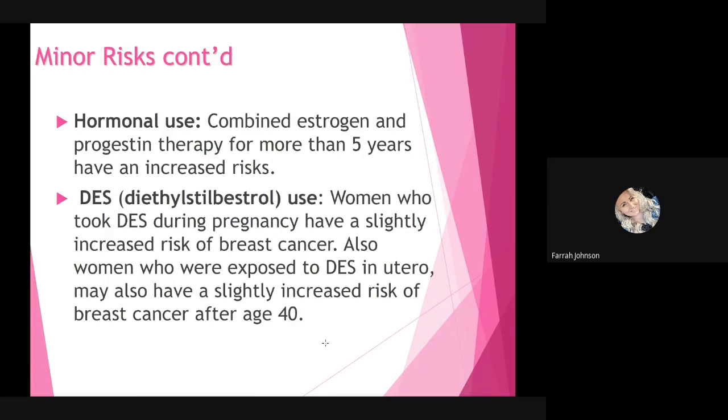Hormonal use, so combined estrogen and progestin therapy for more than 5 years has increased risks. And then DES use, which is women who took DES during pregnancy have a slightly increased risk of breast cancer. Also, women who were exposed to DES in utero may also have a slightly increased risk of breast cancer after age 40.